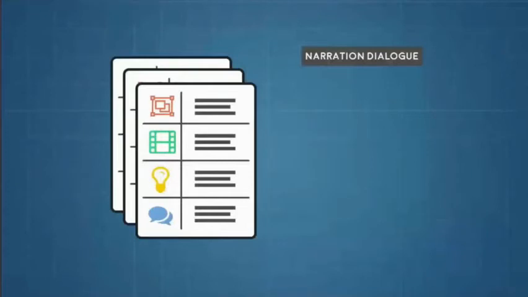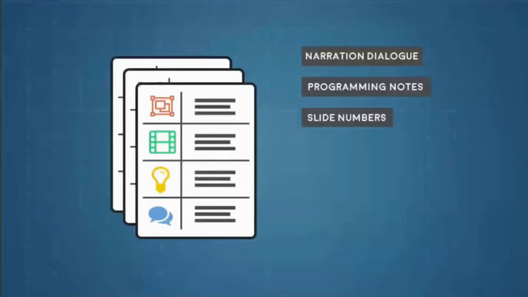Storyboards might include narration dialogue. If you're going to have an e-learning course that has scripted audio narration, obviously you'll probably want to include that narration dialogue. Your storyboard might include some sort of programming notes. If you are simply an instructional designer and you're going to be handing your course off to an e-learning developer to put it together in an authoring tool, you might need to include some programming notes about what happens when a user clicks on a button, or what navigation restrictions are in place.